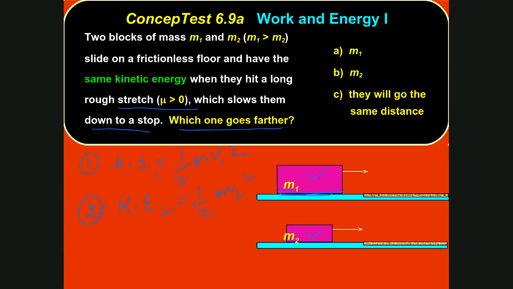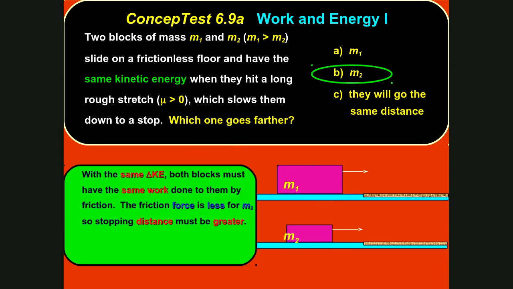The force of friction on the first one is greater because it has more area to cover, while the second one has a lesser force of friction to overcome. Hence, that one will go farther. So we'll say that the friction force is less for M2, and hence the stopping distance must be greater. It will go farther compared to the first one. So that's your answer for that one.